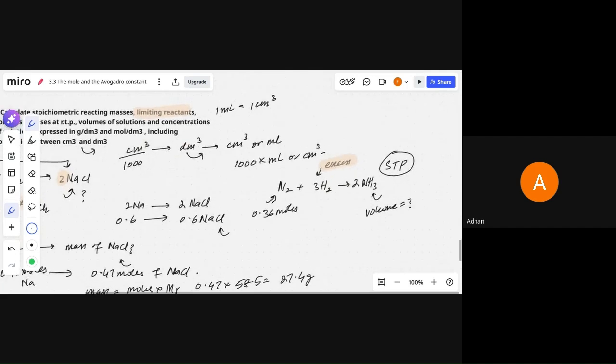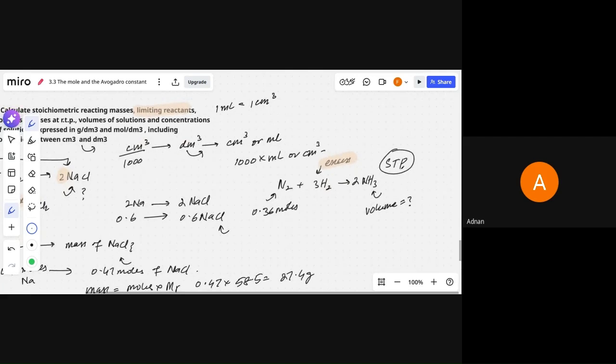Since our reaction is taking place at standard temperature and pressure, from the balanced equation we can see that the mole ratio is 1:2. So if 0.36 moles of nitrogen are reacting, we multiply 0.36 by 2, and 0.72 moles of ammonia will be produced. Now we know that 1 mole of any gas occupies 22.4 dm cubed at standard temperature and pressure.